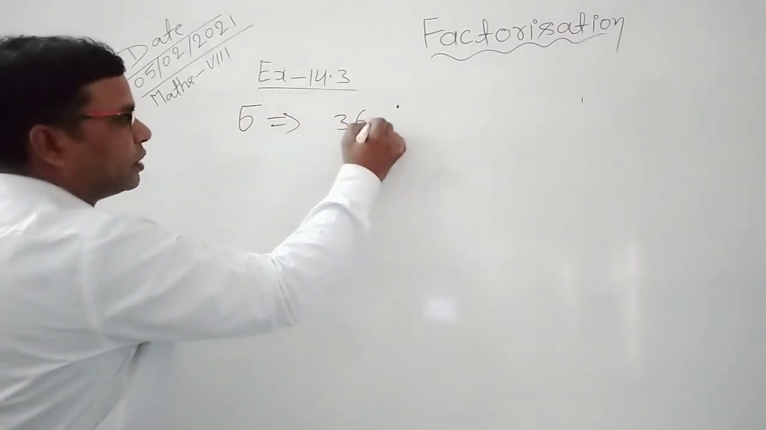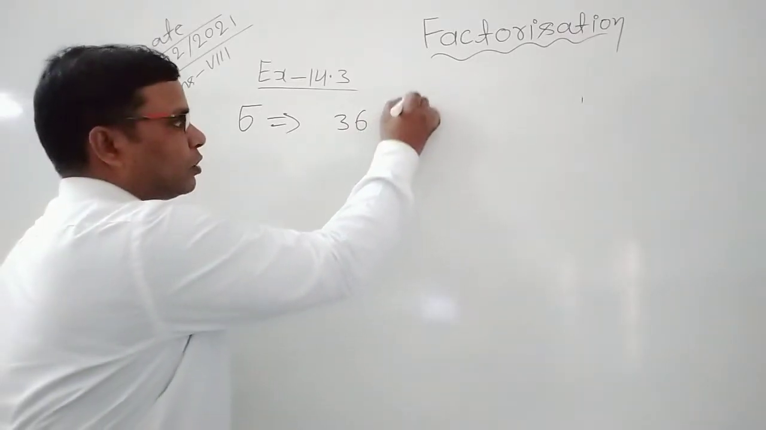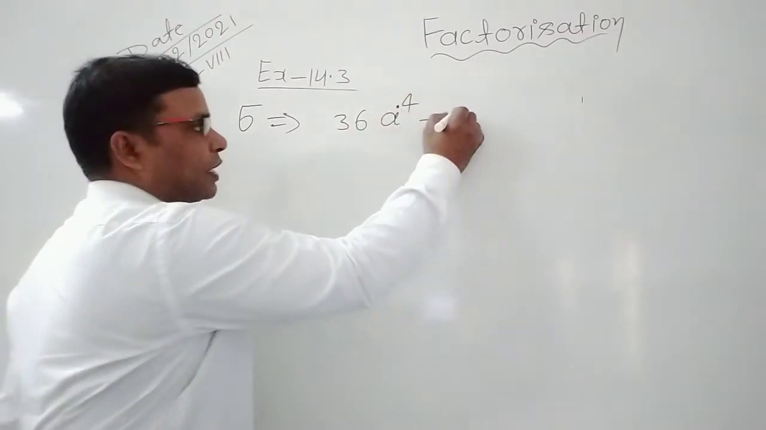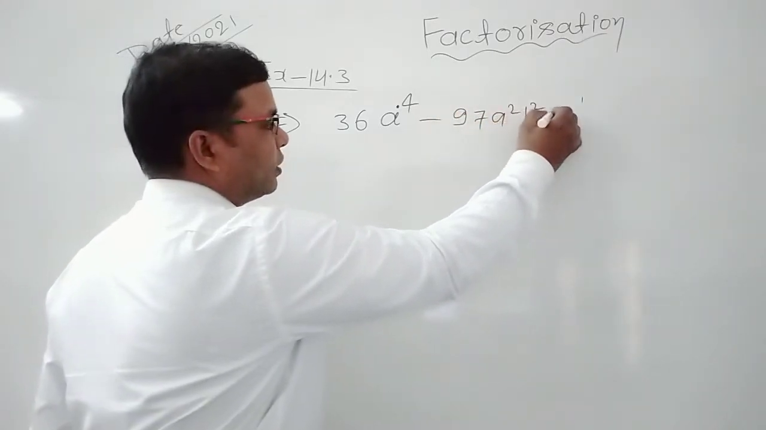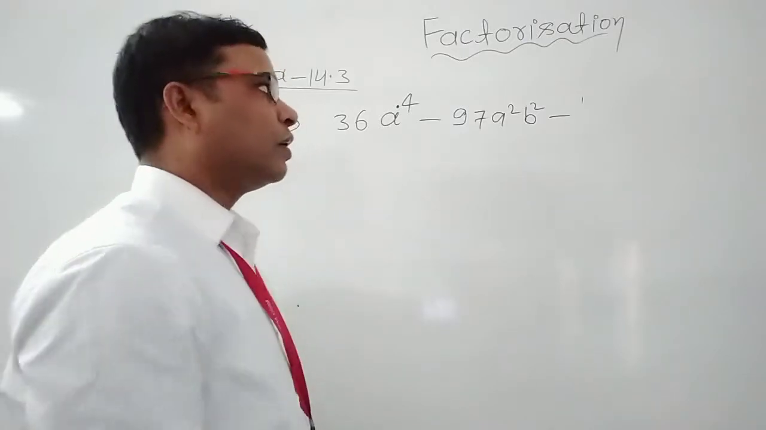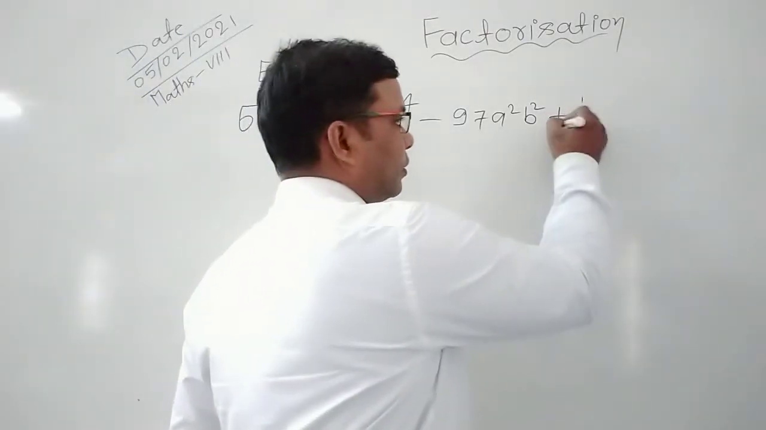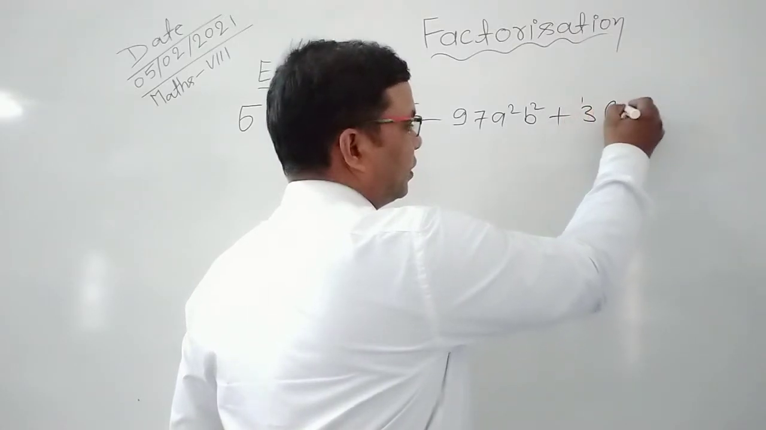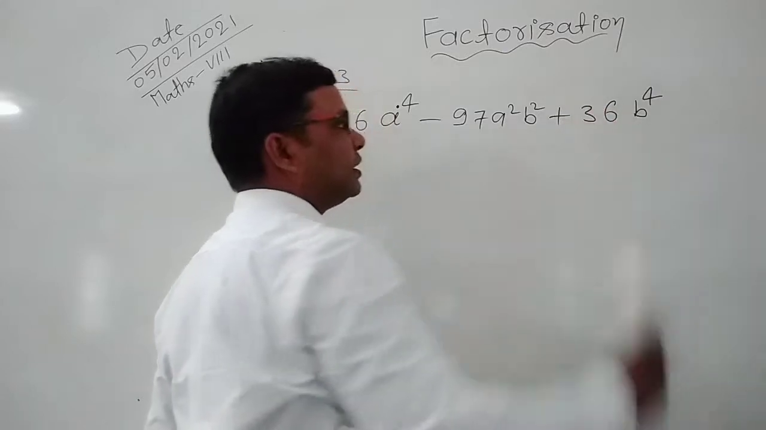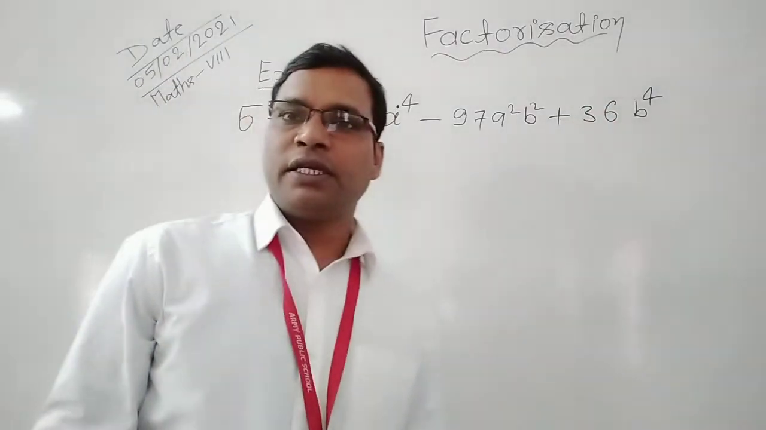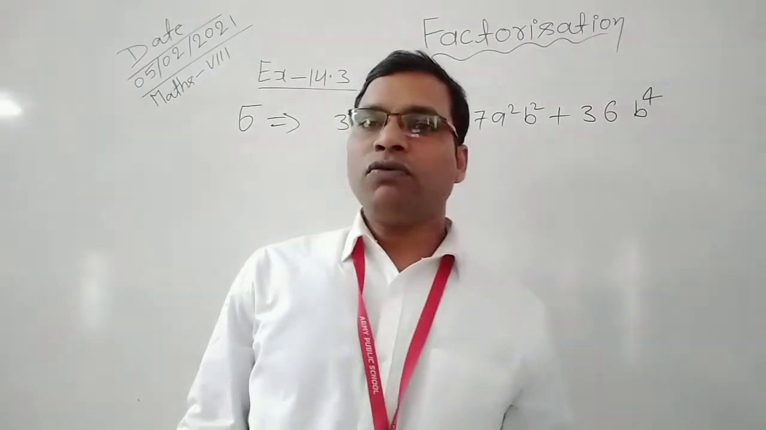36 a to the power 4 minus 97 a square b square plus 36 b to the power 4. Okay, this is given. This is the algebraic expression given. We need to find its factors. So how do we find its factors?